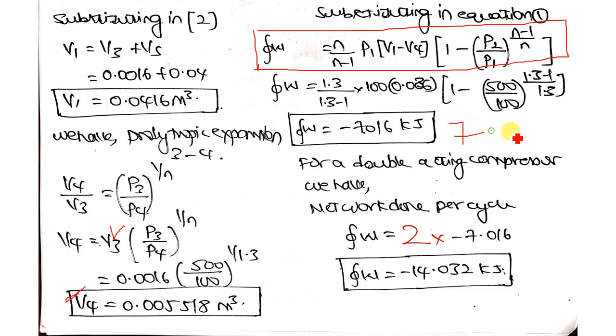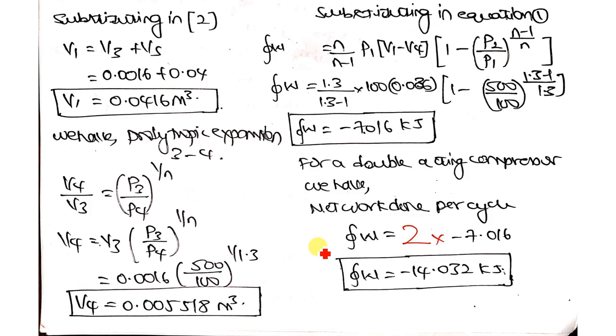So, this is for the single acting air compressor. Now, for the double acting, you have to multiply it by 2. Why? Because for a double acting air compressor, for a single rotation of the crankshaft, you will be getting 2 work outputs. That is why you have to multiply it by 2, and the total net work output would be minus 14.032 kilojoules.